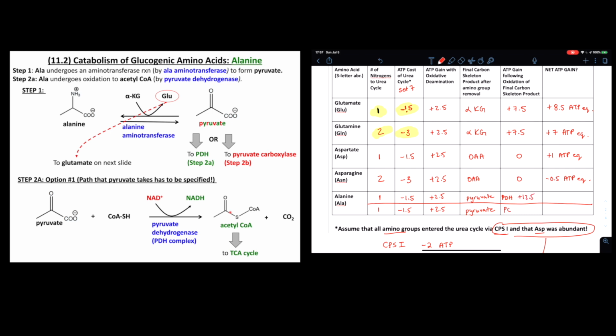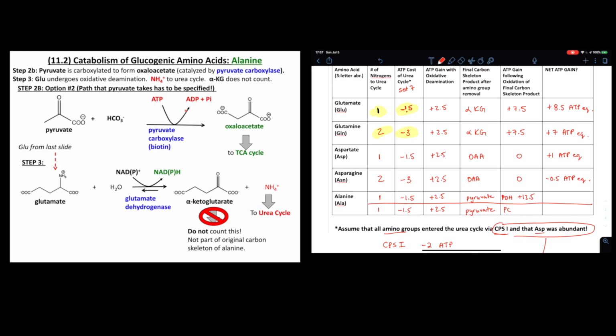Then pyruvate carboxylase over here actually uses an ATP, so it's -1 there. If we use PDH, we gain 13.5 ATP equivalent. And if we add up the values for this part of the table, it's going to be 0 if we use pyruvate carboxylase. But even if we do pyruvate carboxylase, we produce oxaloacetate, which is worth 0, but it still has value, even if it's not an ATP.